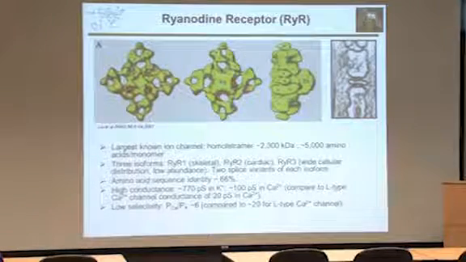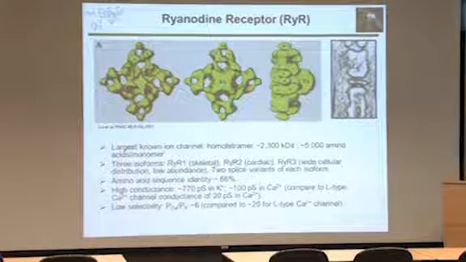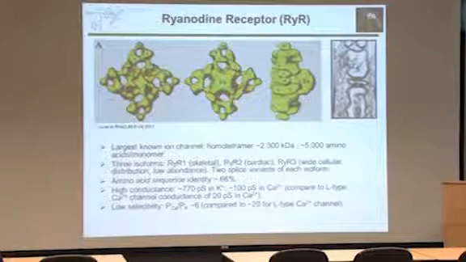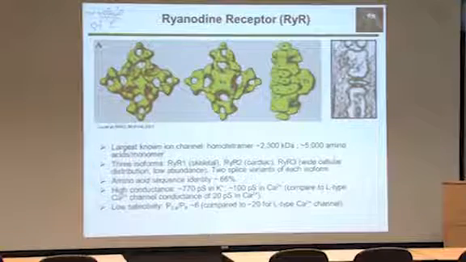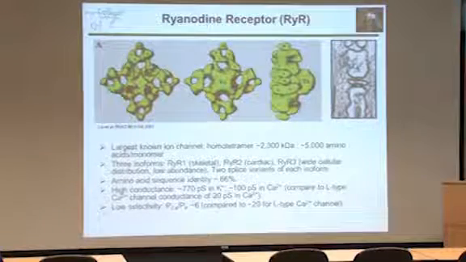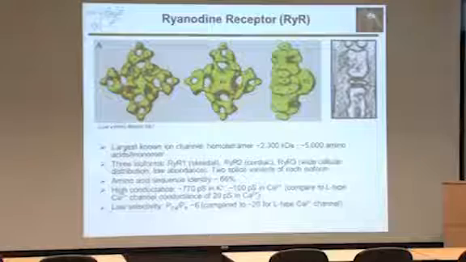As I mentioned, it's the largest known channel. It's a tetramer. Each monomer is about 5,000 amino acids. This thing's so big it's unlikely to be crystallized anytime soon. So the best images we have are from EM.